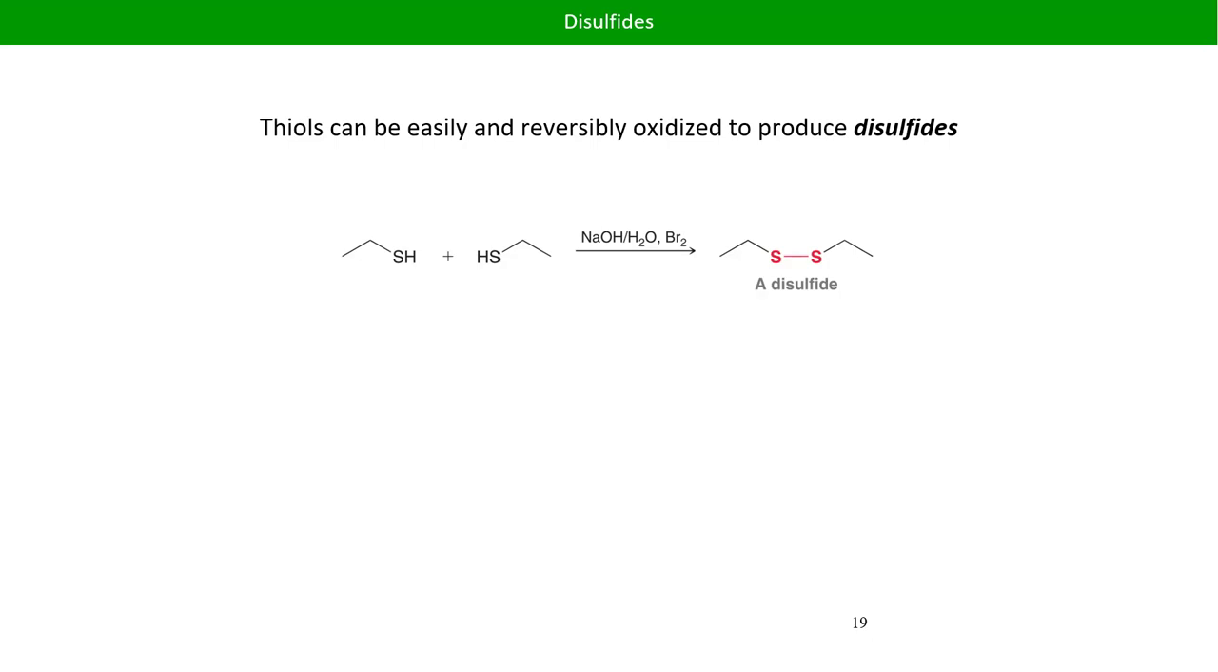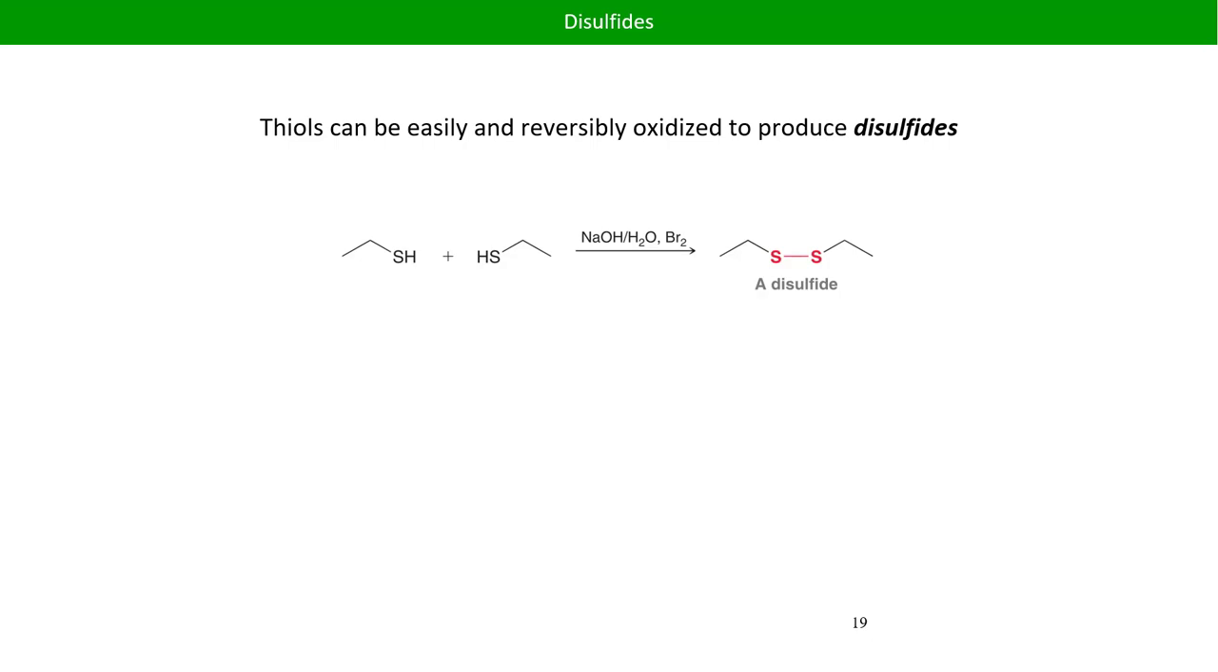In the lab, we have to do it under basic conditions and expose it to bromine. Bromine wants to be reduced, so it's a mild oxidizing agent. And that mild oxidizing agent allows you to pull those hydrogens off of the thiols to make the disulfide bond.